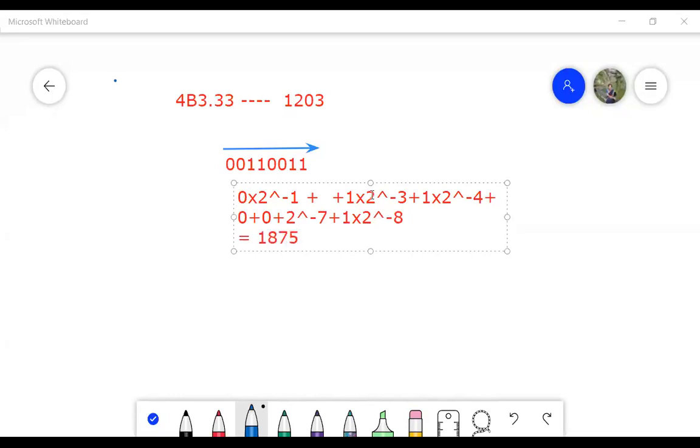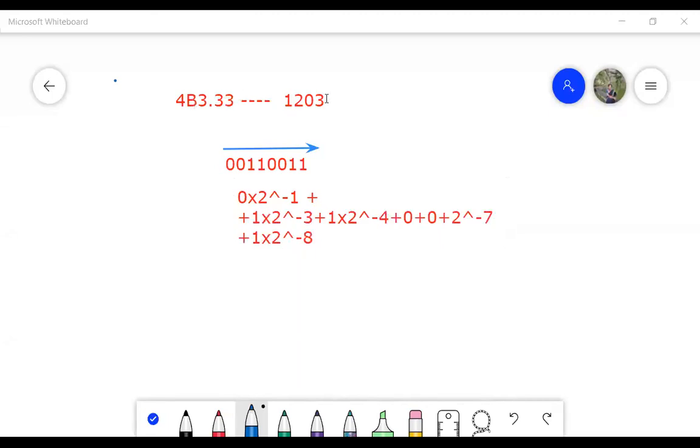0.1875. So what will be the solution for point 3? Point 3 will be equal to 1203.1875. So 4B3.33 will be equal to 1203.1875.